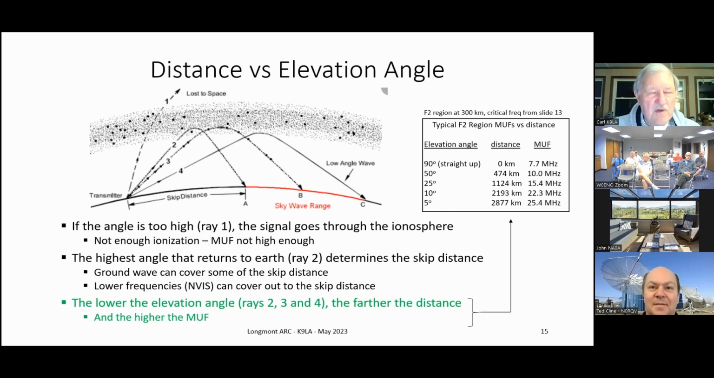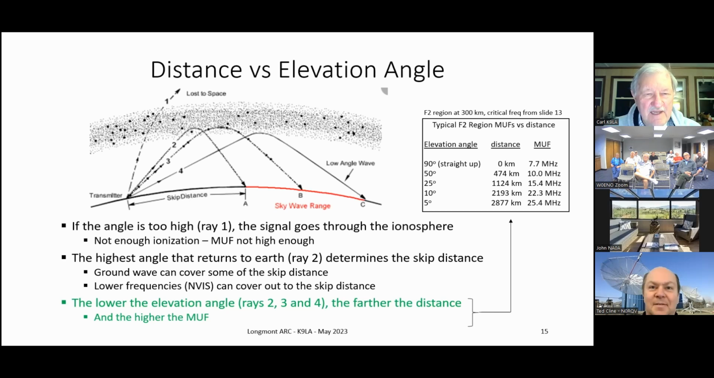Now, ground wave can cover some of that. And if you go lower in frequency, a near vertical incident skywave can cover out to the skip distance. But generally, you'll have a skip distance, which could be quite long. And of course, as you go to lower elevation angles, they go farther out, like 3 is farther than 2, 4 is farther than 3.